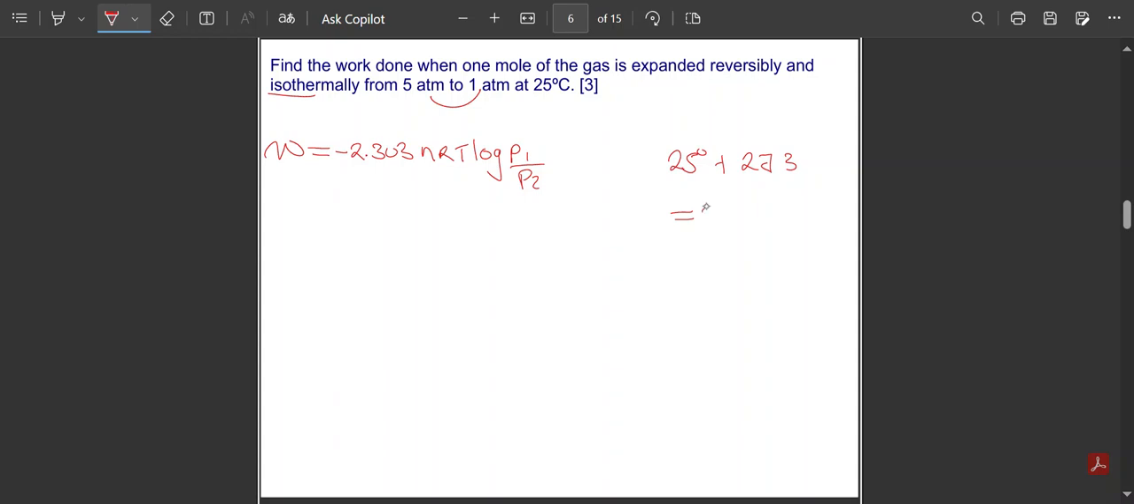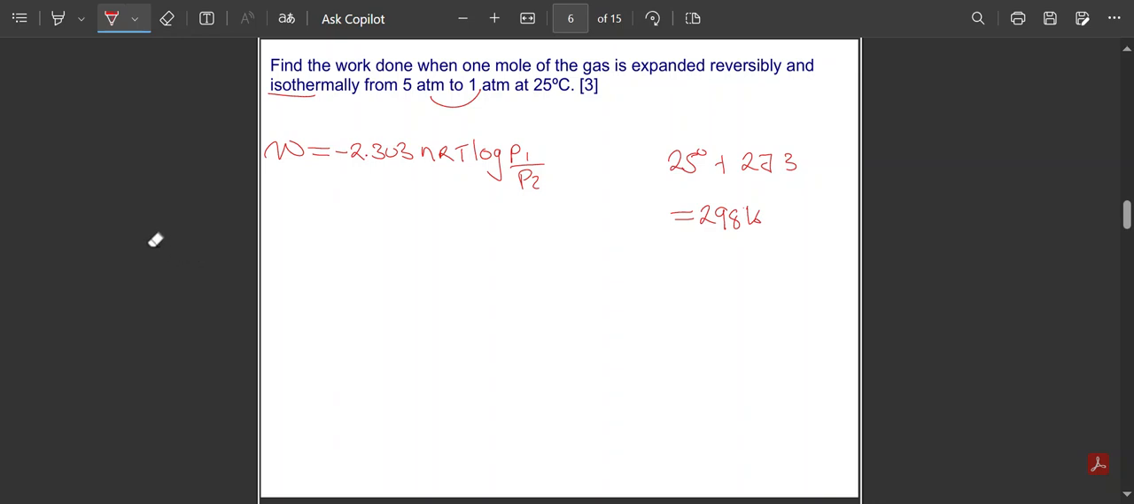298. So this is 298 Kelvin. Our temperature should always be in Kelvin. Then the number of moles is 1. So it's just a matter of substituting, and then we'll be able to find our answer.